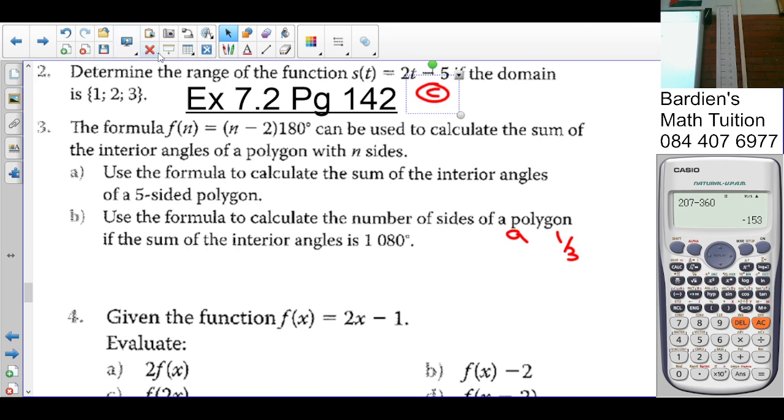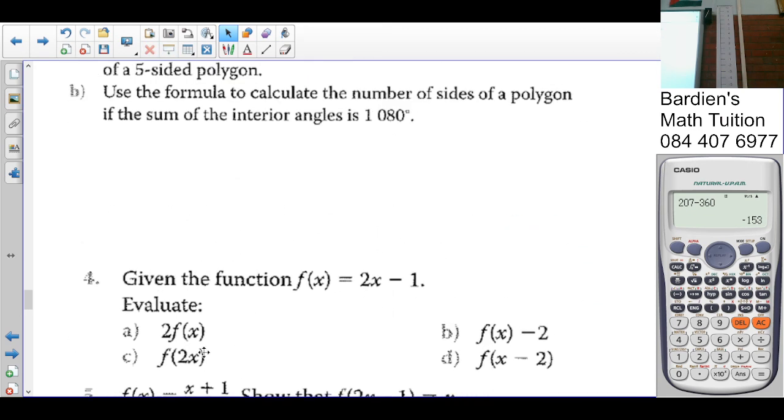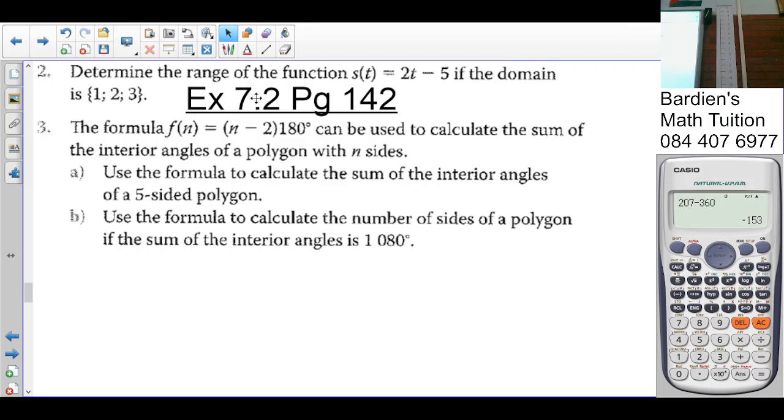Number 2. In question 2, determine the range of the function if the domain is that big. So the domain is given, and what is the domain? All possible x values. So x is 1, 2, and 3.